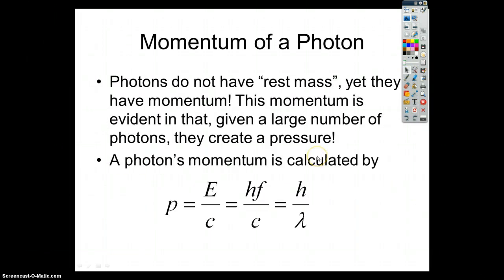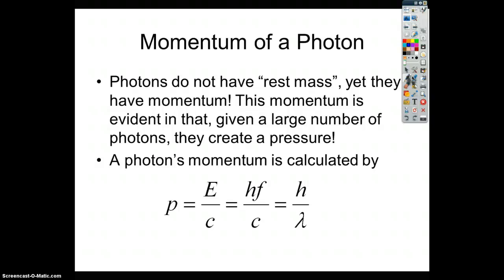The next problem, we're going to start talking about momentum a little bit. Photons don't have a rest mass, yet we know that they have momentum. Remember, we talked about how UV radiation can burn your skin, so that's a type of photon. It changes some things in your skin. If you look at a laser beam, you can burn your retina pretty badly too. Given a large number of photons, they actually create a pressure.